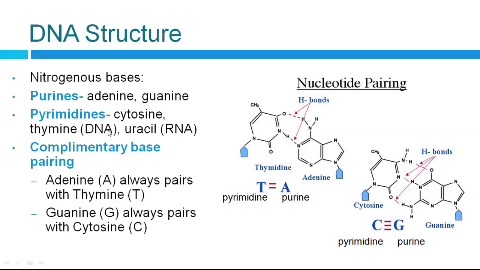In the other 2, and we're in DNA, so we're just going to focus on DNA right now, cytosine and thymine, they have just 1 ring. Okay, so this is a thymine here, and this is a cytosine here. And I have to explain that there is another pyrimidine. It's called uracil, and it's found in RNA. Okay, so nucleotides of RNA have uracil instead of thymine.